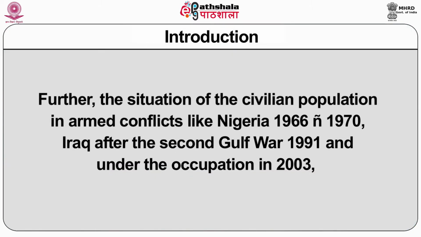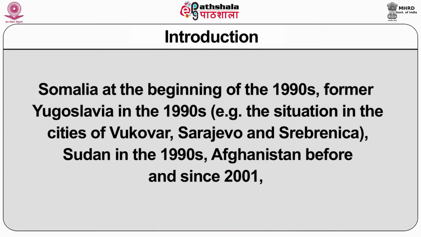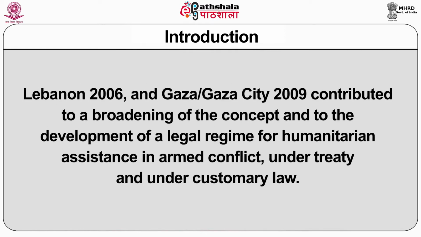protocol of 2005. Further, the situation of the civilian population in armed conflicts like Nigeria 1966, 1977, Iraq after the Second Gulf War 1991 and under the occupation in 2003, Somalia at the beginning of the 1990s, former Yugoslavia in the 1990s, for example the situation in the cities of Vukovar, Sarajevo and Srebrenica, Sudan in the 1990s, Afghanistan before and since 2001, Lebanon 2006 and Gaza City 2009 contributed to a broadening of the concept and to the development of a legal regime for humanitarian assistance in armed conflict under treaty and under customary law.